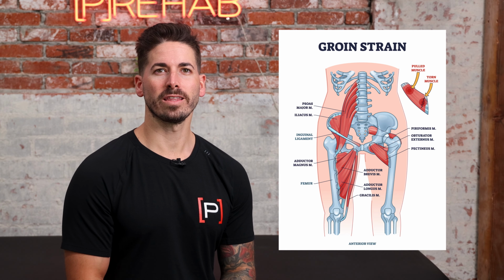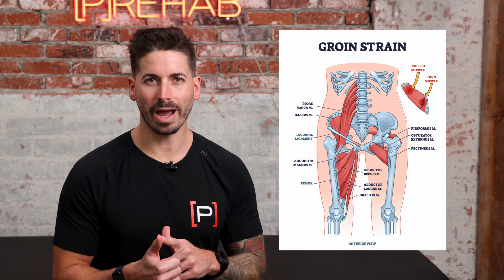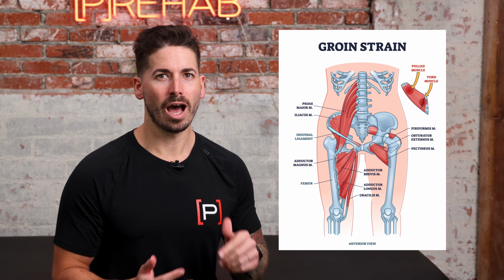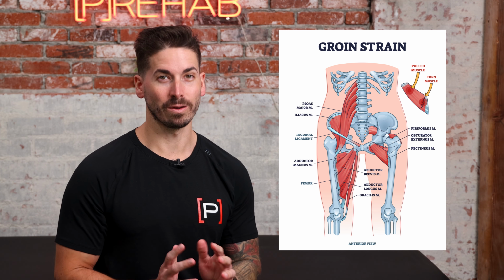When we look at the anatomy of the groin muscles, we see that there are several muscles that make up the groin. These include the adductor magnus, adductor brevis, adductor longus, gracilis, obturator externus, and pectineus, to name a few. That was quite a few.